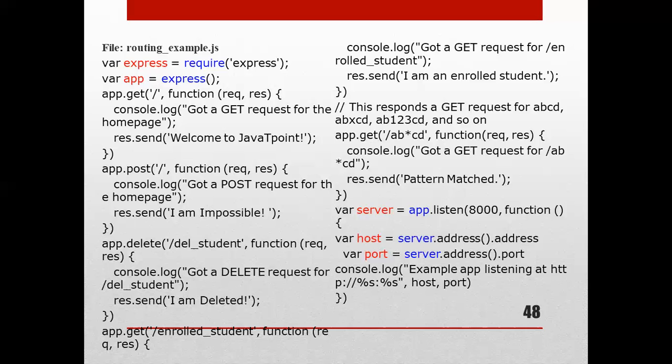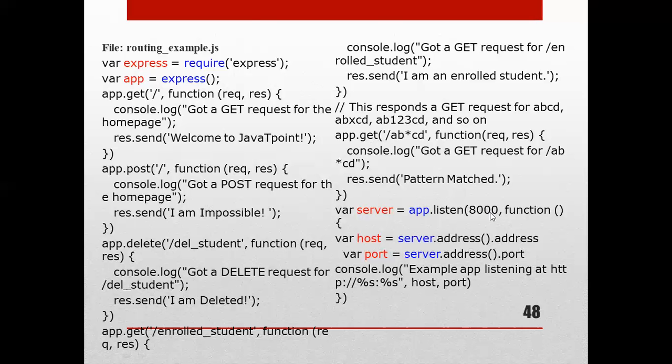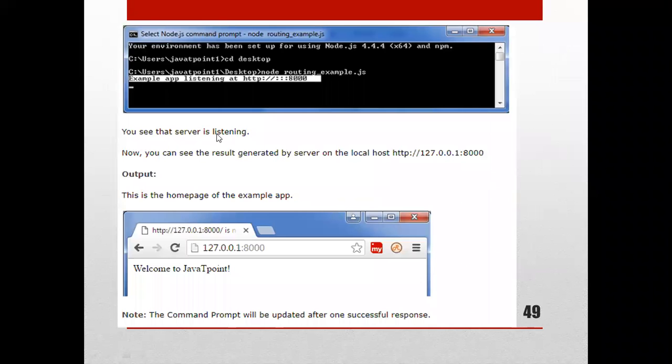After running this code, first we run node and the program name.js. After that it will print example app is listening at the URL, showing the port number that we have mentioned here, that is 8000. Here you can see the server is listening now. Now you can see the result generated by the server at localhost, with the IP address and then the port number.